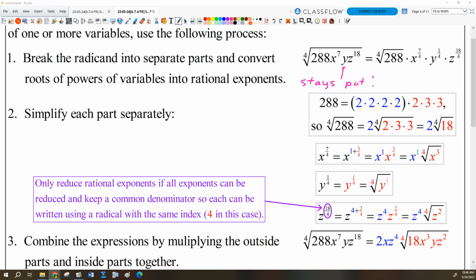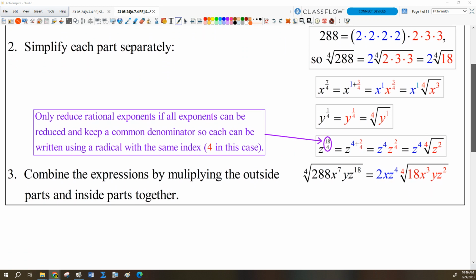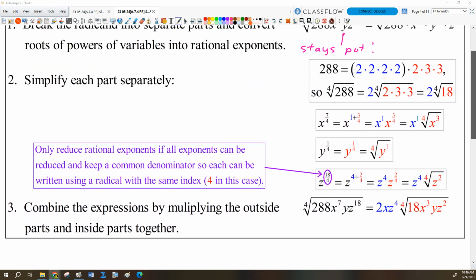Okay, that's good. So in this case, my 18/4, I'm just going to turn into 4 2/4. So that's going to give me a z to the 4th outside and a z squared inside. And now all I've got to do is combine the product of all the outside parts outside of my radical times the 4th root of the product of all the inside parts. Okay? No big deal, right? Try one.